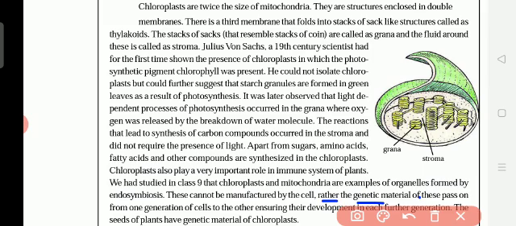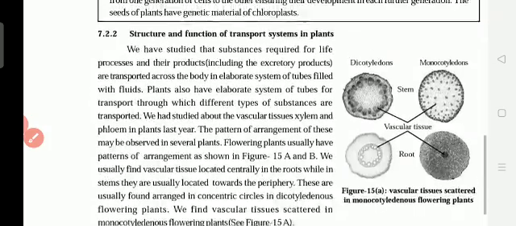Okay, rather genetic material of these pass on from one generation of cells to another generation. So this chloroplast's characteristics will be passing from one plant to the other plant of the same plant. Okay, so this is the one.